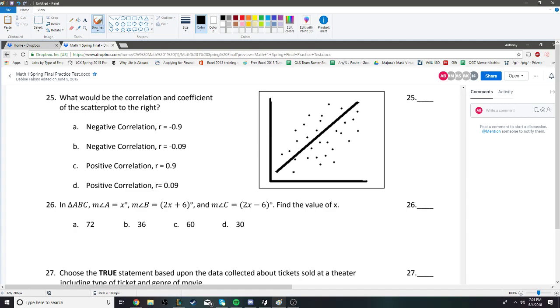So what would be the correlation coefficient of the scatter plot to the right? If they formed close to a straight line, then it would be 0.9. But since these dots are kind of all over the place, it'd be closer to 0.09. 0.9 would be something like this.